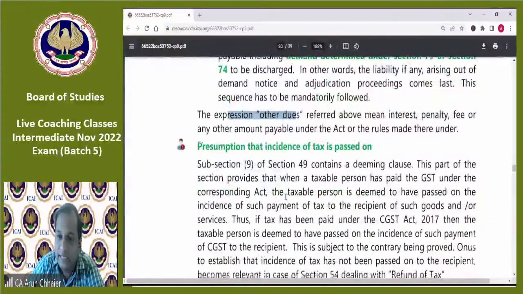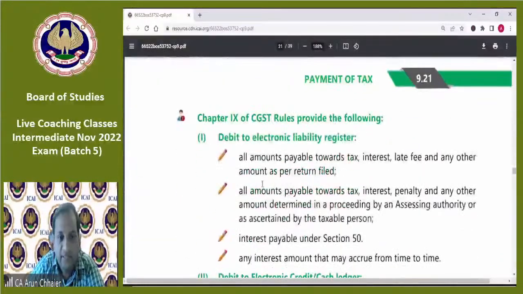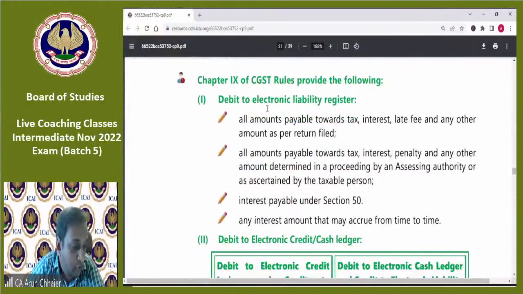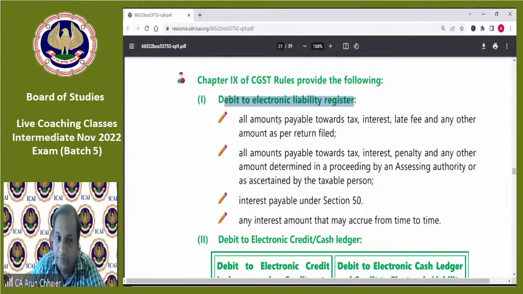Presumption of the incidence of the tax being passed on, 49 subsection 9, we have discussed. Now, Chapter 9 of the CGST Rules provides the following. What is that? Debit to the electronic liability register: all amounts payable toward the tax, interest, fees, late fees, and any other amount as per the return filed. Debit to the electronic liability register: all amounts payable toward the tax, interest, penalty, any other amount determined in a proceeding by an assessing authority as ascertained by the taxable person. Interest payable under section 50 or any interest amount that may accrue from time to time.